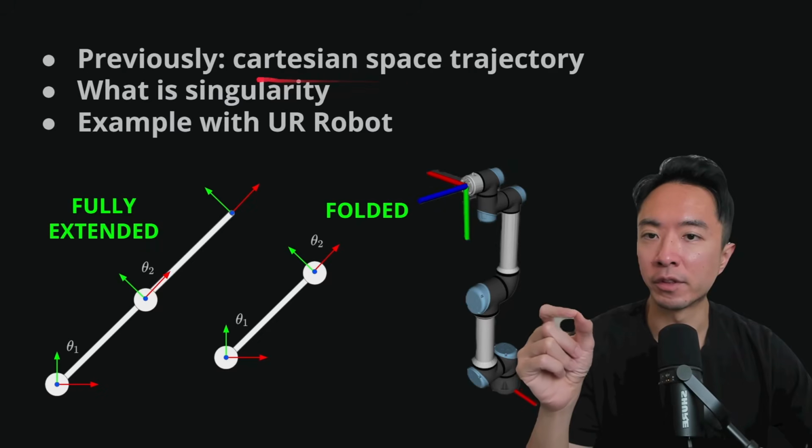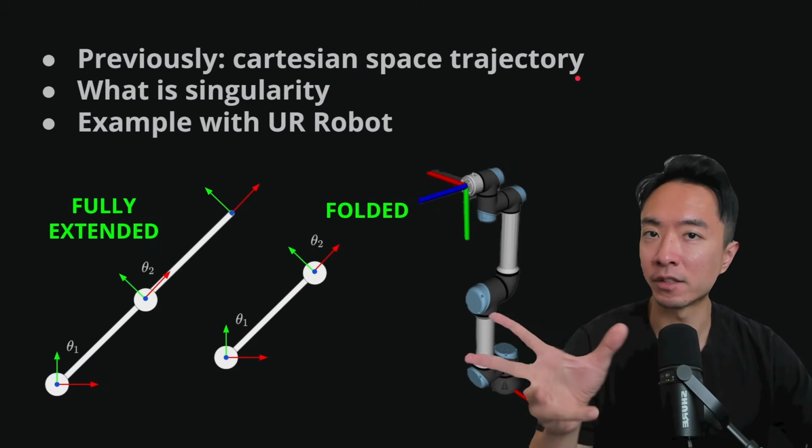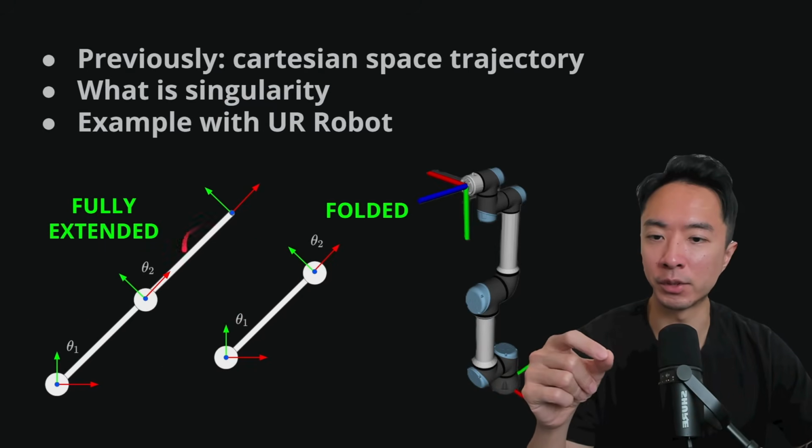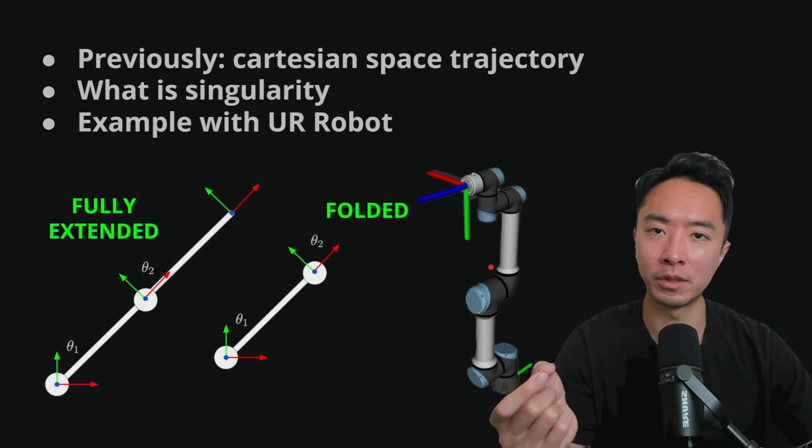So previously we covered the Cartesian space trajectory. In this video, we'll talk about singularity. We'll cover some examples with a simple 2DOF robot and then end it with an example of the UR robot.